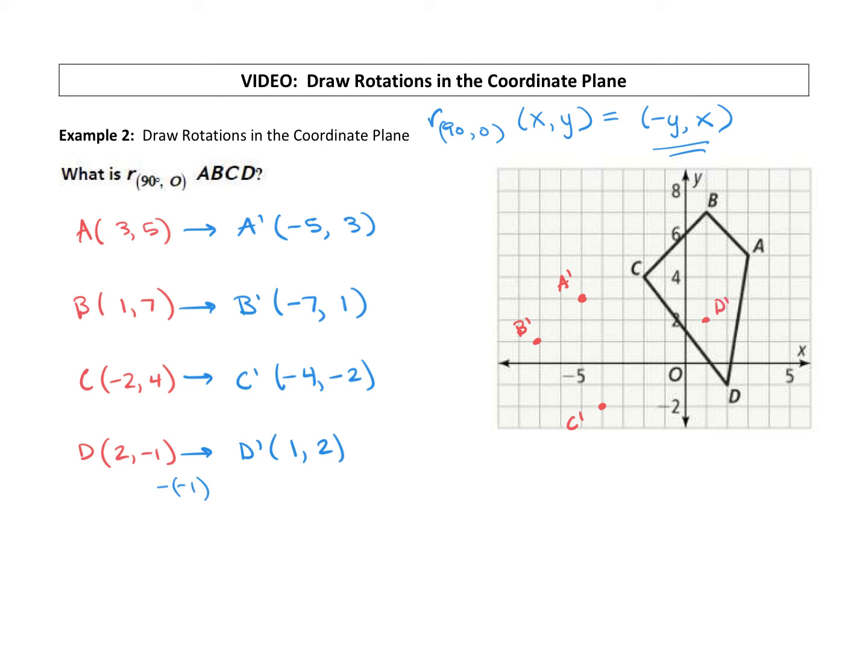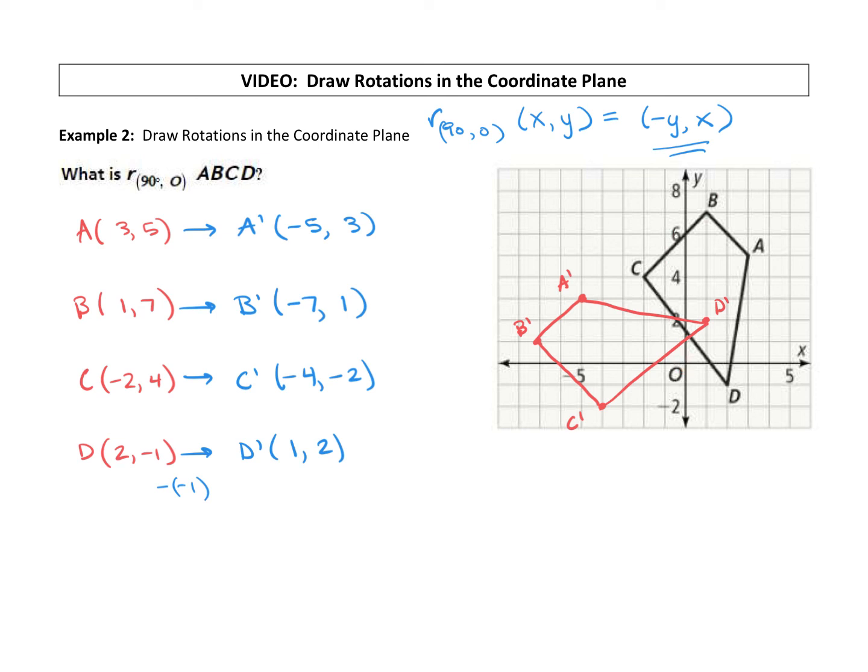And then we will draw our shape. I just go right in order so I don't crisscross or draw weird things. I know it's going to go A prime to B prime, B prime to C prime, C prime to D prime, and back to A prime. So here's our image, A prime, B prime, C prime, D prime. We took the pre-image and rotated it 90 degrees about the origin.